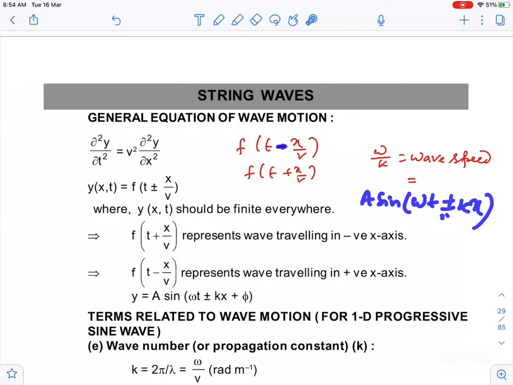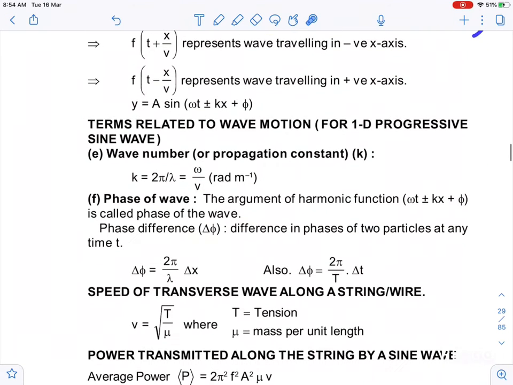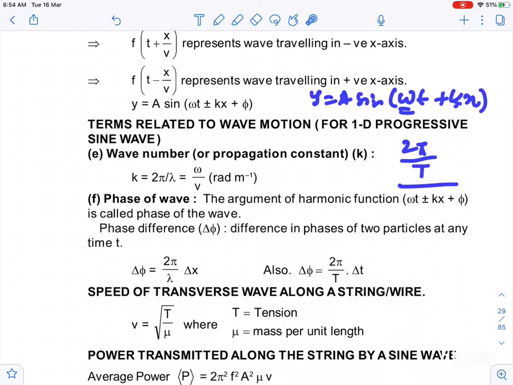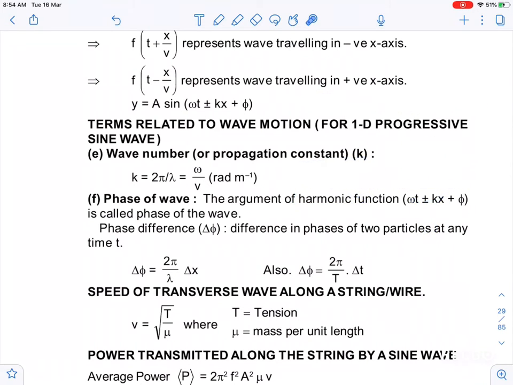Keep in mind, if the wave is traveling along the positive x-axis, you will write minus; if it is traveling along the negative x-axis, plus. Don't confuse: if you say, sir, you have written minus, and the other one plus, yes, that is correct. Now you know y is equal to a sine omega t plus minus kx. This omega is nothing but 2 pi by T, and k is nothing but 2 pi by lambda. So if you divide omega by k, you get wave speed. Lambda by T is nothing but omega by k, so wave speed can be written as omega by k.